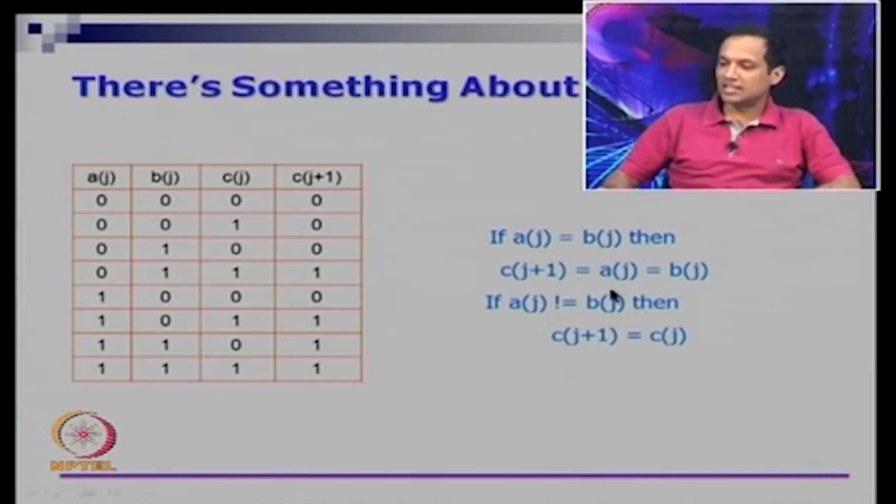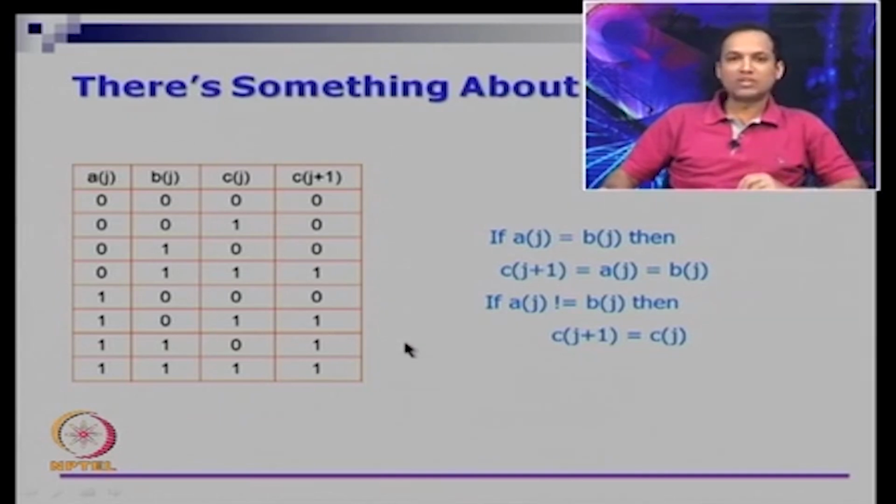Let us validate this statement. Whenever a and b are the same, so that is this row, carry of j plus 1 is the same as, so a and b are same here, so carry of j plus 1 is same as carry of j. So in the first 2 rows and in the last 2 rows, a of j is the same as b of j. You will see that c of j plus 1 is the same as a of j or b of j, you can see that here. However, in the middle 4 rows, this row, this row, this row and this row, a of j is not equal to b of j. In this case, c of j goes to c of j plus 1.